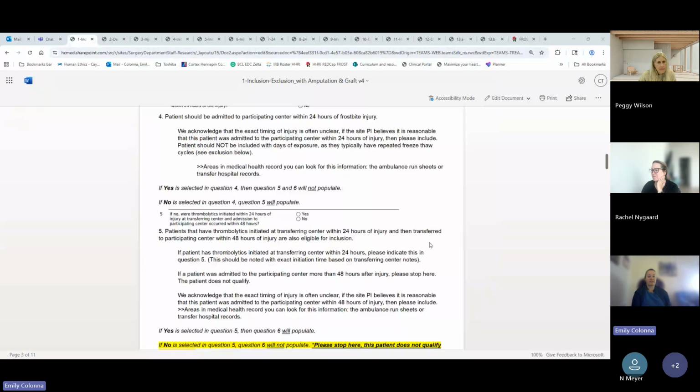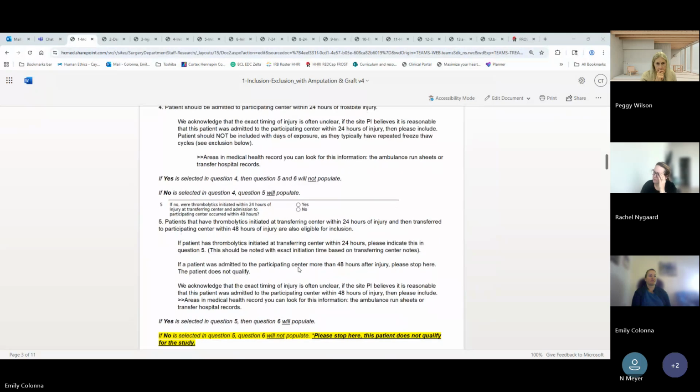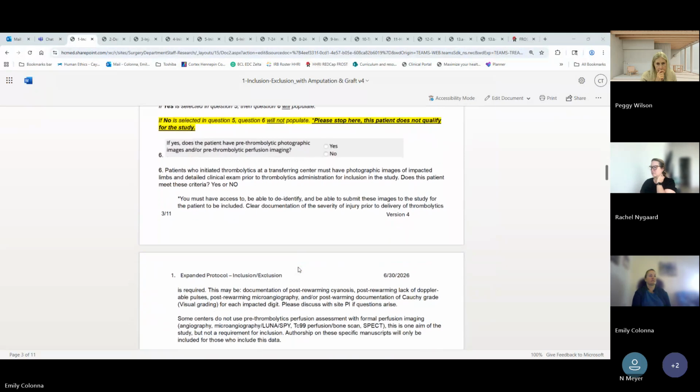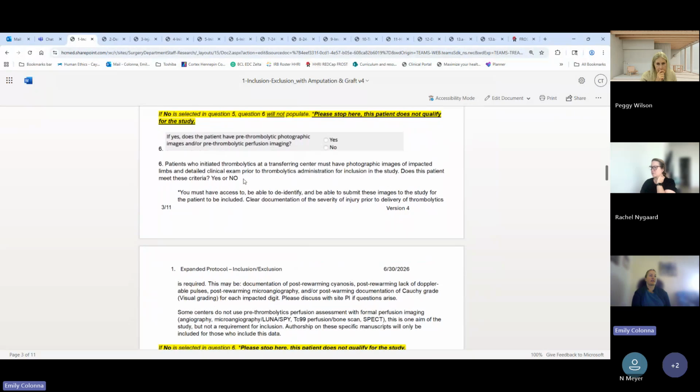So in the rare chance that you do have a transfer patient, they need to have their thrombolytics initiated within 24 hours at the transferring center and sent to you within 48 hours of injury. And to verify that your transfer patient qualifies, if you select that above, question 6 will pop up. Patients who initiated thrombolytics at a transferring center must have photographic images of their injury.